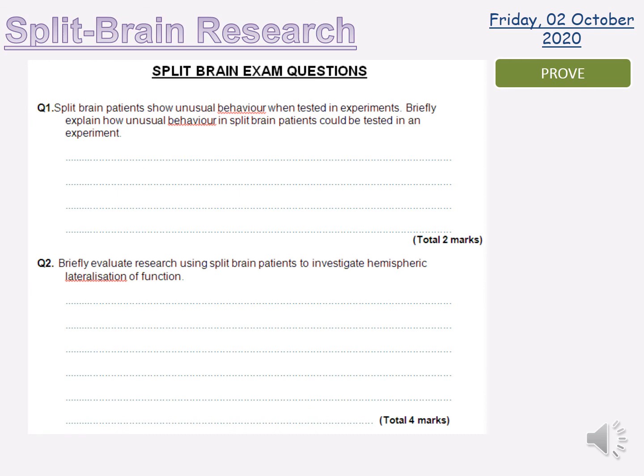Finally, what I'd like you to do, again, if you don't have access to the paper, please pause the video and now complete 6 marks of split brain exam questions. Question 1, split brain patients show unusual behaviour when tested in experiments. Briefly explain how unusual behaviour in split brain patients could be tested in experiment, 2 marks. And number 2, briefly evaluate research using split brain patients to investigate hemispheric lateralisation of function. So that's an evaluation question, 4 marks. Please pause the video and attempt before going through the answers.